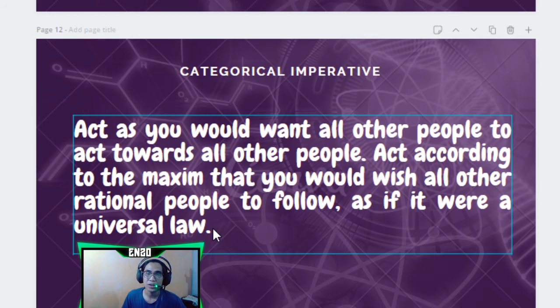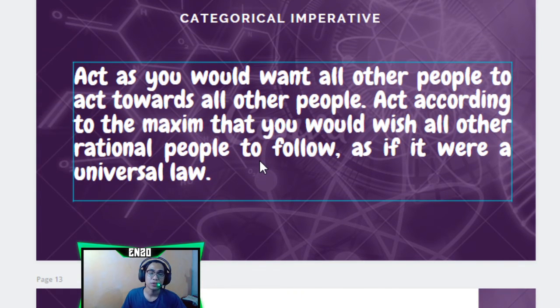So what is the difference from the categorical imperative? The categorical imperative is: act as you would want all other people to act towards all other people. It's like the golden rule, do not do unto others what you do not want done to you. Act according to the maxim that you would wish all other rational people to follow, as if it were a universal law.